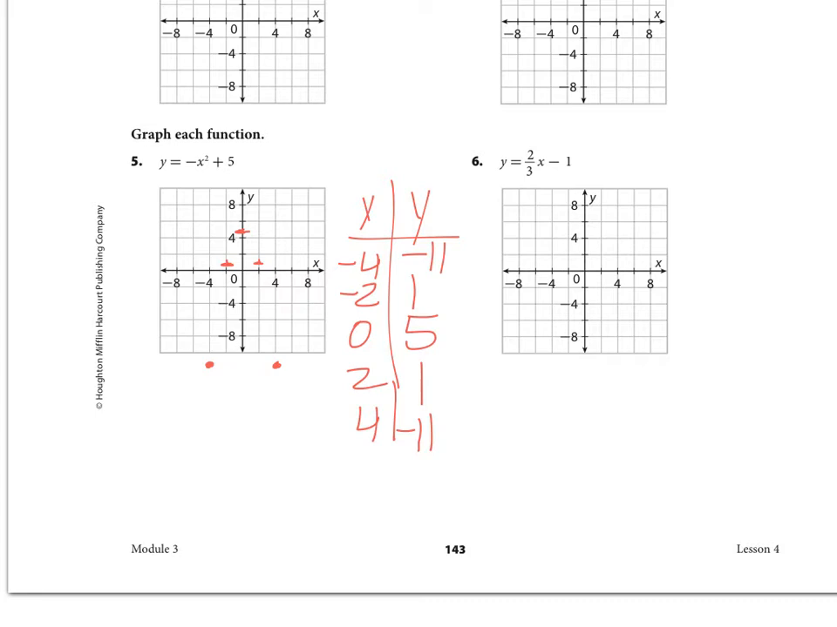So what I do is I connect my points. So in this case, this is going to be a curve. Okay, it's not a very good curve. Let me see if I can do better connecting my points here. That's a little better. Okay, we call that a parabola. And we'll learn more about that later, but all we're really trying to focus on here is how you graph.